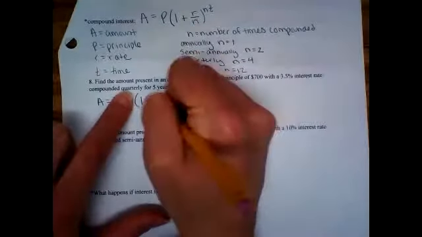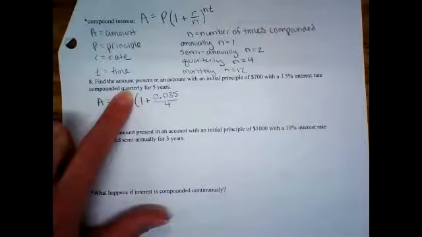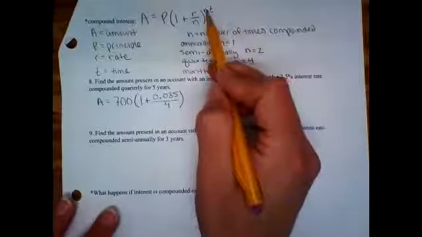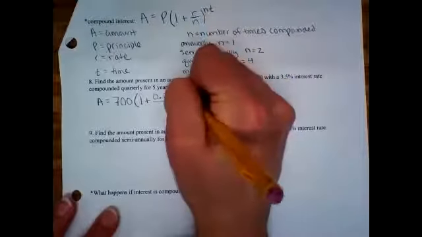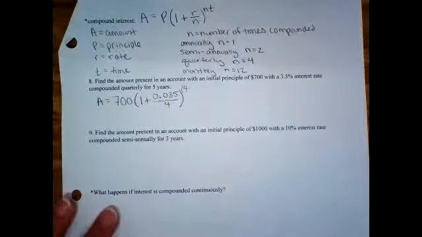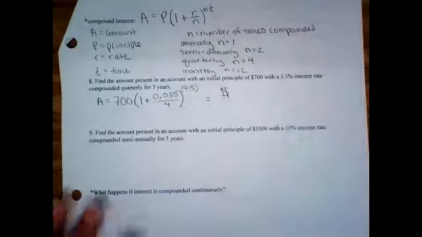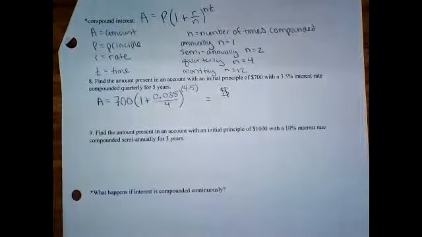Quarterly, good. So N is 4. Close the parenthesis. And then it's to the power N times T. So we just said N was 4. T is the number of years. So how long are we leaving the money in there? 5 years. All right, put a $ sign. We're all going to type this in the calculator together.